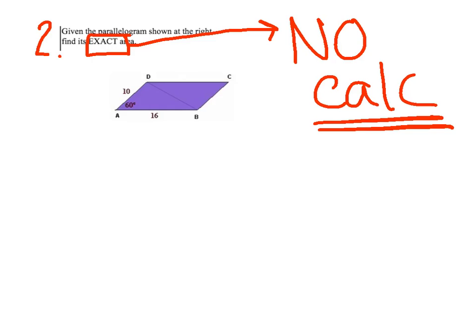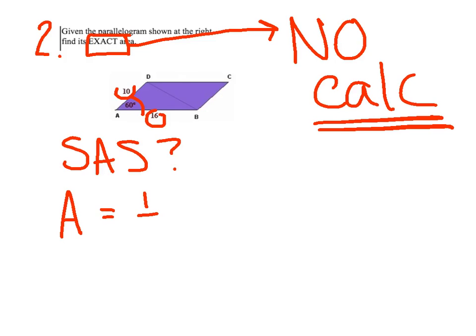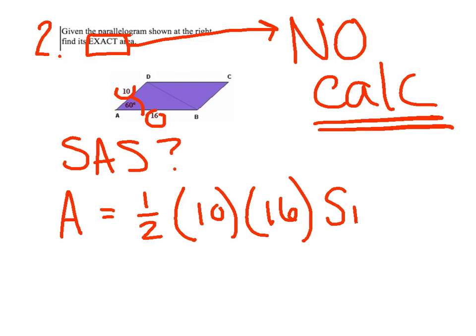So let's set up our problem anyway. The first question you have to ask yourself is, do you have side angle side? And I think you do. You've got your side, that angle right next to it, and the side right next to that. So our formula works. Area equals 1/2, the two sides, 10, 16, and then the sine of the included angle, sine of 60. Now, remember, this is exact value, so no calculator.